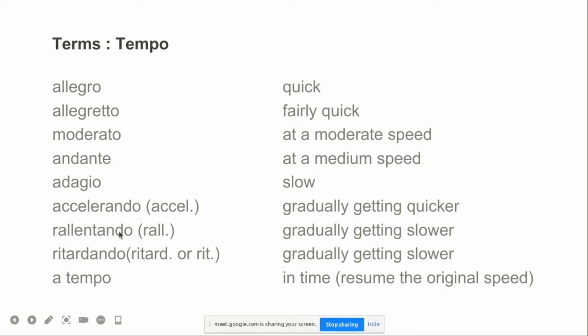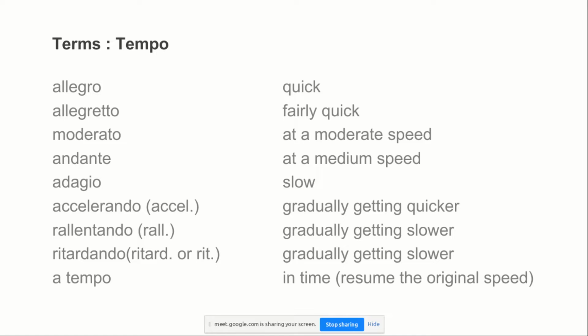And then, whenever you find music with these three terms, accelerando, rallentando, and retardando, it means that the tempo will change. And so if you are going at this pace, pam, pam, pam, pam, pam, pam, and then you find a rallentando, it will be pam, pam, pam, pam, pam, pam.